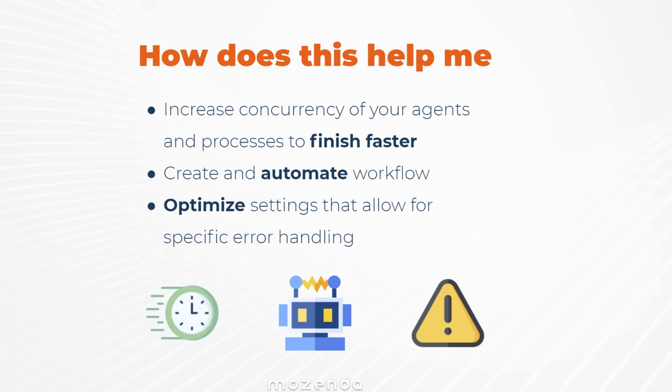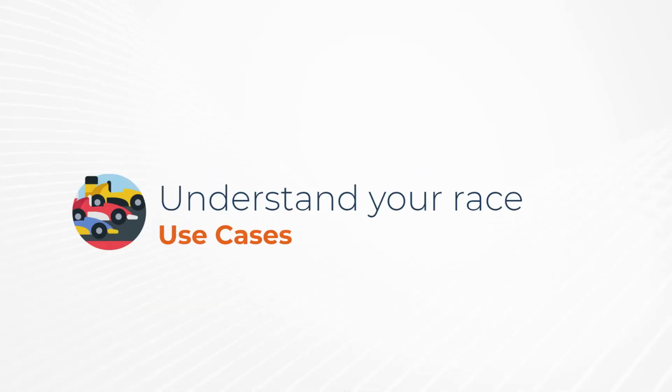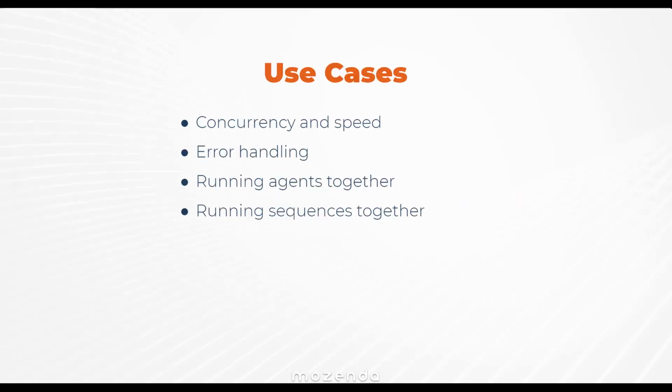And then lastly, you have some additional settings you can set to allow for more specific error handling that can apply broadly to the agent or publishing or whatever as a whole. So we're going to talk a little bit about those use cases and how they relate specifically to finishing faster, automating, and optimizing. First things first, we have our concurrency and speed.